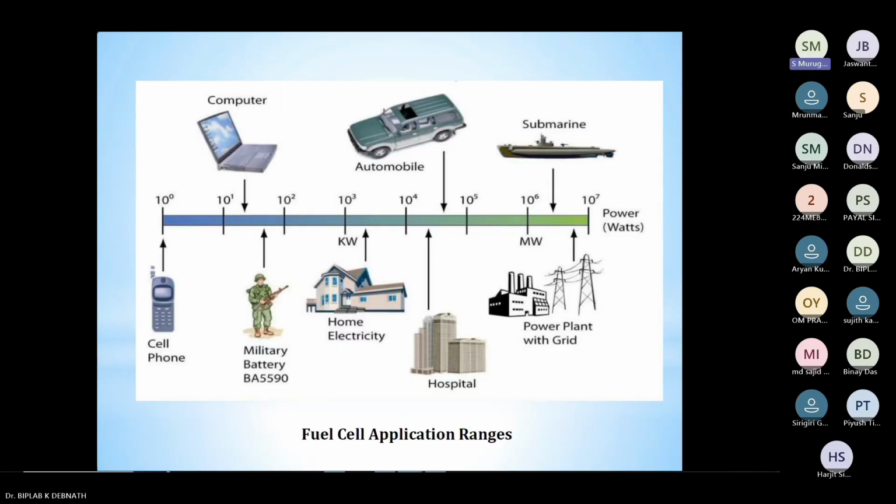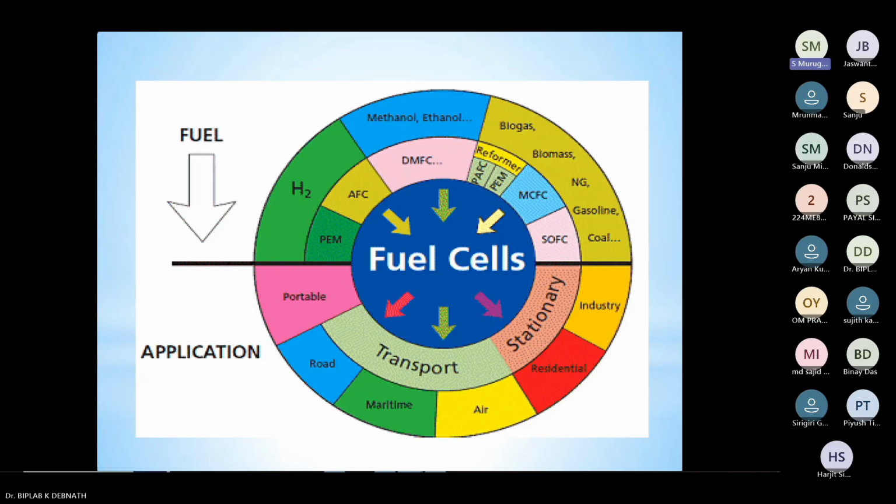So here, of course, what kind of fuels we can use and for what application is shown in this slide. You can see normally hydrogen can be used in PEMFC and AFC, alkaline fuel cell. Then, of course, methanol and ethanol can be used in DMFC, direct methanol fuel cell. Then you have a variety of fuels like biogas, biomass, natural gas, gasoline, coal, all of which can be used as fuels in fuel cells like SOFC, MCFC, and PAFC.